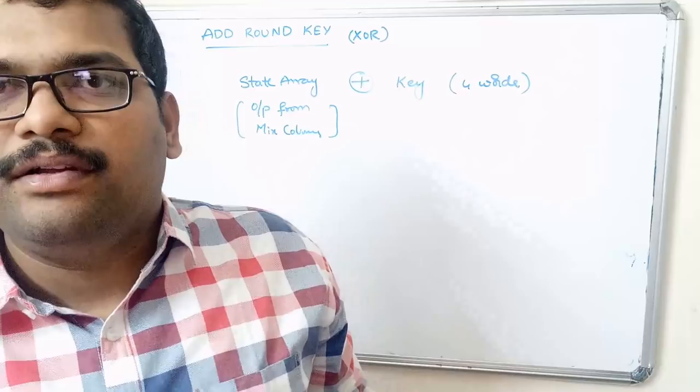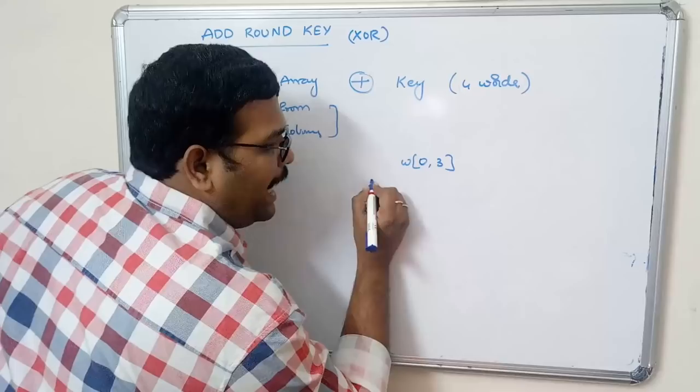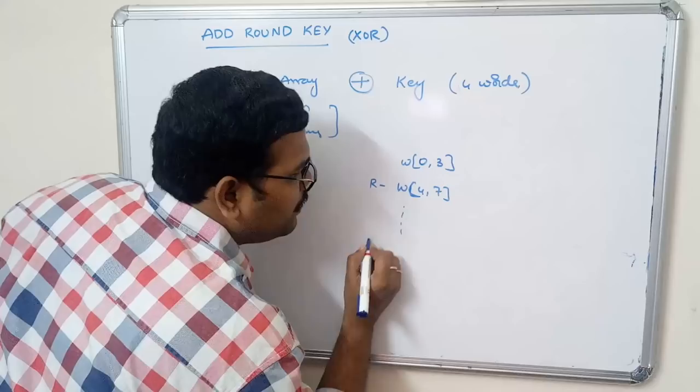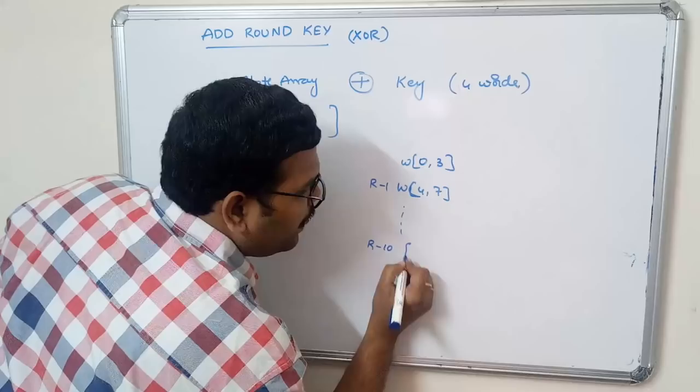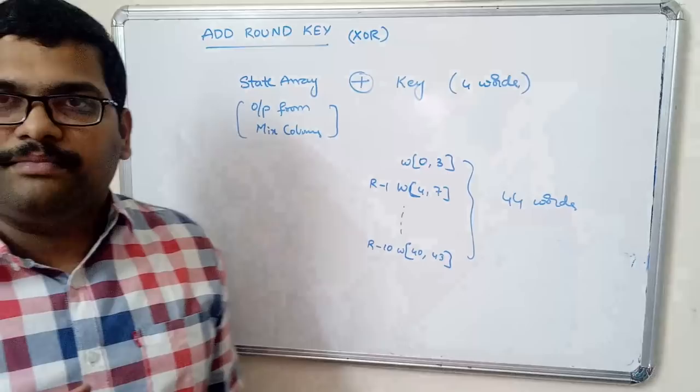So initially we are using add round key with words 0 to 3, and in round 1, words from 4 to 7. Similarly, in round 10, we are applying words from 40 to 43. So total 44 words we are using in our AES algorithm.